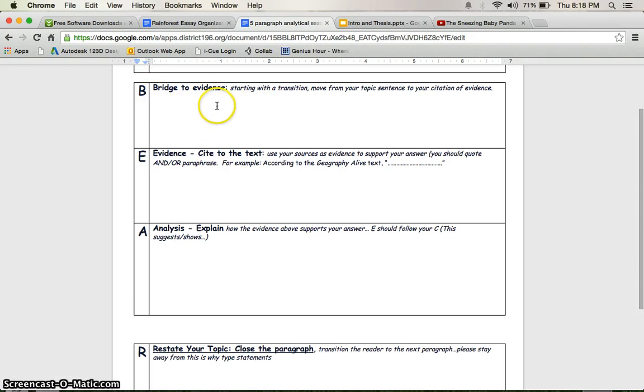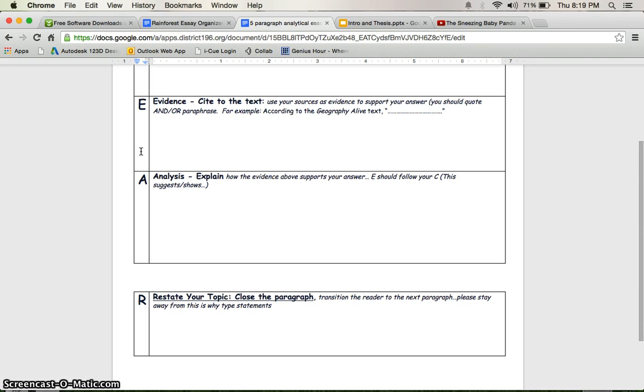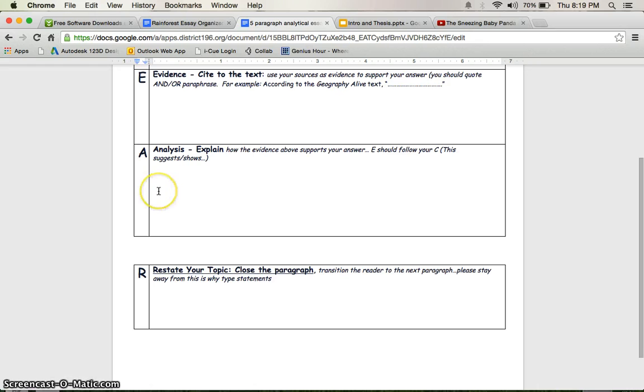The next part is called the bridge to the evidence, and this is kind of a transition that is going to move you from your topic sentence to your citation that you're going to take directly from the textbook. The evidence here, which is the E in TBEAR, is the citation directly from the text. Where I found that this helps people is it tells you exactly this is the point where you're going to put in the quote from the text. So it even says here as an example, for example, according to the Geography Alive text, and then throw in your direct quotation.